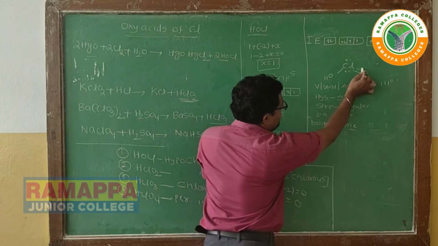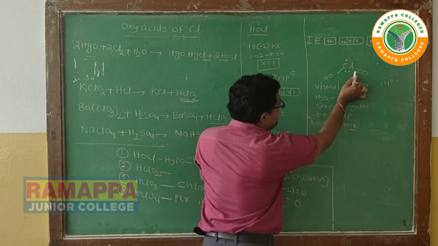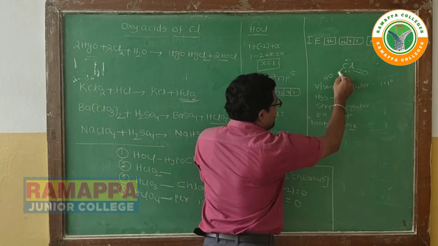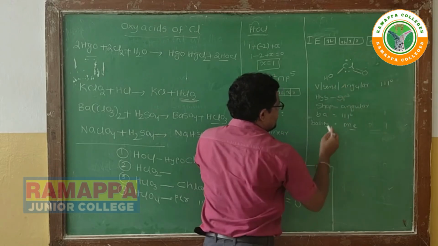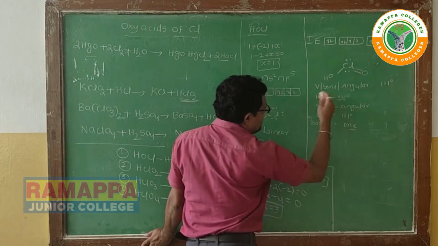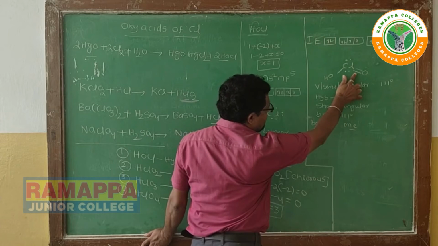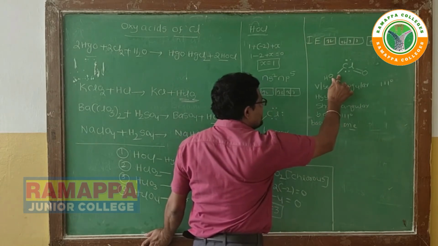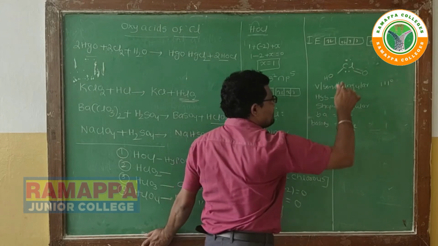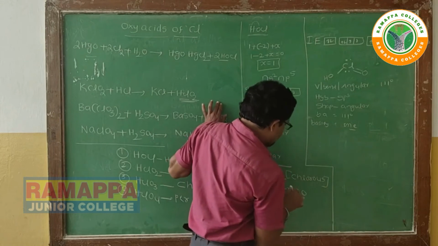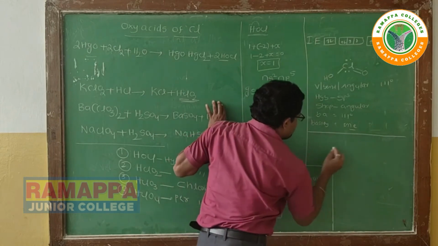Now here double bond O is there. The double bond O means this is sigma, this is pi. How many sigma, how many pi? This also sigma. 1, 2. 2 sigma, 1 pi. So in the oxygen, one double bond O means 1 sigma, 1 pi. This also sigma. That's how many sigma? 2 sigma, 1 pi. This is hypochlorous, chlorous. Next one.